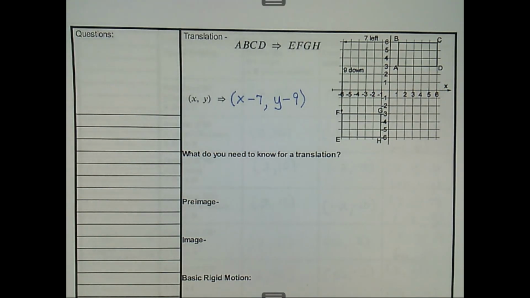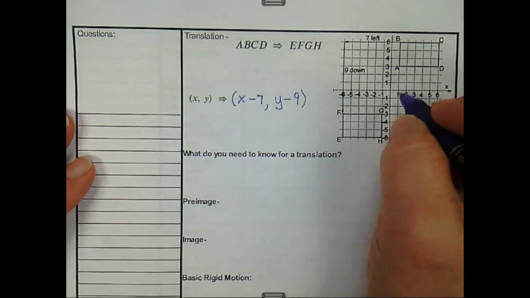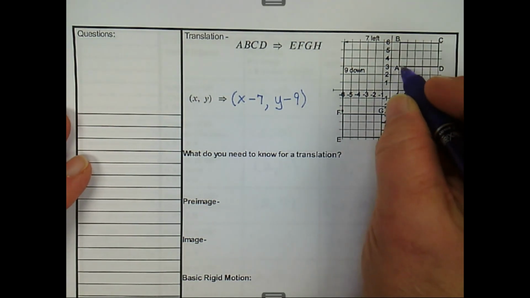So how do you apply this mapping? Well, let's look at the point A. It's 1, 3.